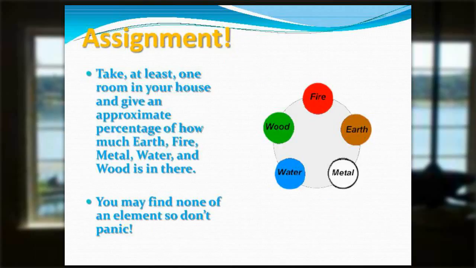So, a little bit of assignment for you. You want to go into one of your rooms tonight or tomorrow and start to look at the approximate percentages of earth, fire, metal, water, and wood. You've got to get good at finding these elements in every environment you go into. So when you go into a restaurant the next time, please do that. Look for wood, fire, earth, metal, and water. You'll find it. Now, you may not find a particular element in your bedroom, for example, but don't panic. We'll talk about that a little bit later.